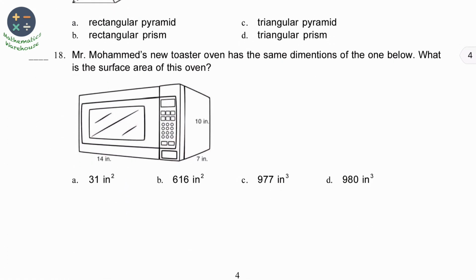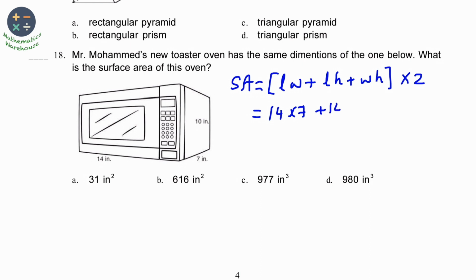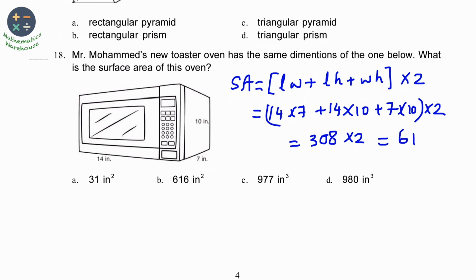Next question. Mr. Muhammad's new toaster oven has the same dimensions as the one below. What is the surface area of this oven? As we know, surface area of a rectangular prism is length times width plus length times height plus width times height, all times 2. So we have 14 times 7 plus 14 times 10 plus 7 times 10, all times 2. So 14 times 7 equals 98, 14 times 10 equals 140, and 7 times 10 equals 70. Total would be 308 times 2, which is 616. The answer would be the second choice, B. So it's 616 square inches.